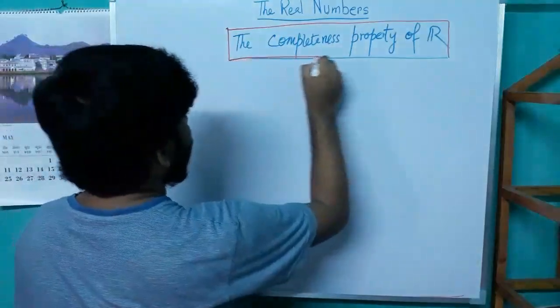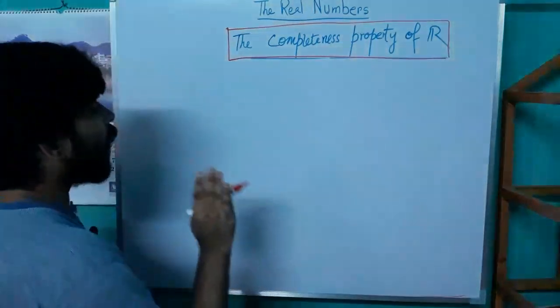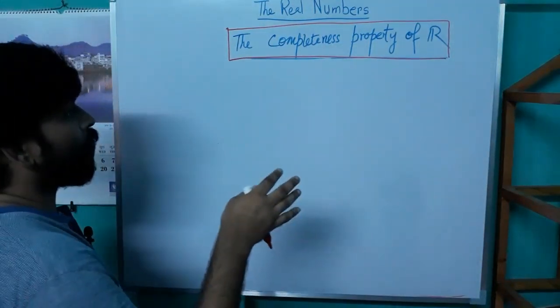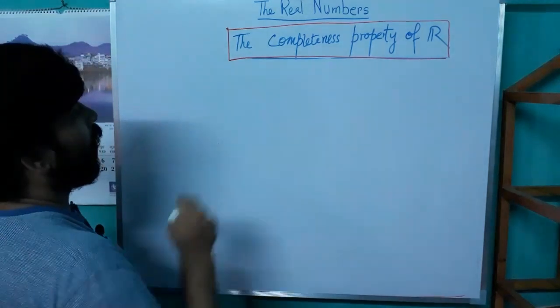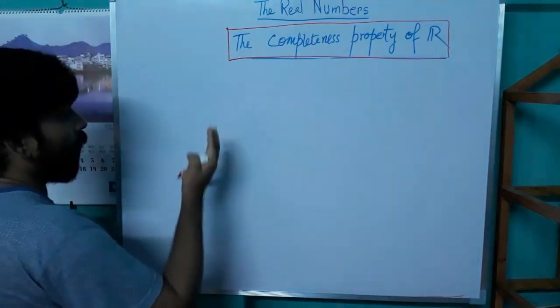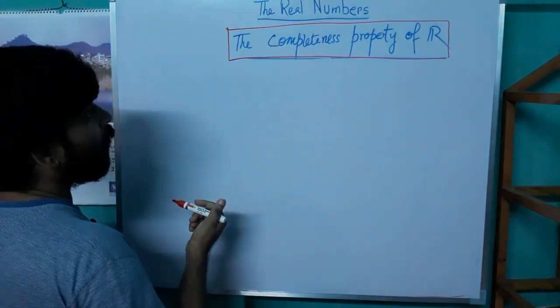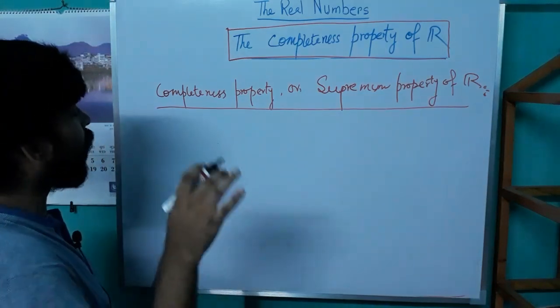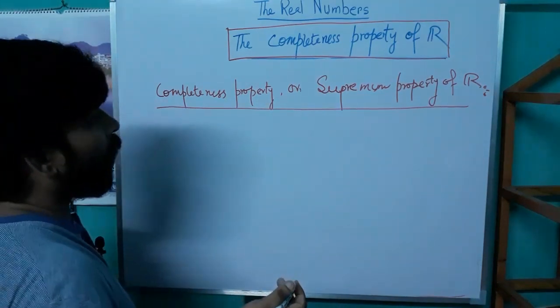Okay. Now we are going to discuss the completeness property of real numbers. That is the final assumption on the set of real numbers, and a lot of analysis we can do using this completeness property of real numbers. So we first state the completeness property of R, or supremum property of R. This is an axiom, and this is the final axiom on the set of real numbers.